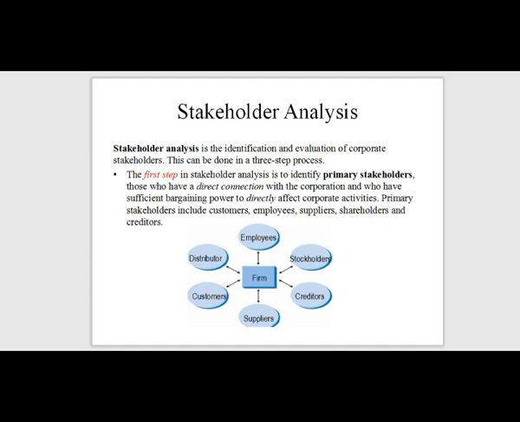The first step in stakeholder analysis is to identify primary stakeholders, those who have a direct connection with the corporation and who have significant buying power to directly affect the corporate activities. Primary stakeholders include customers, employees, suppliers, shareholders, and creditors. Those that engage in economic transactions with the company as it carries out its primary purpose of providing society with goods and services are often primary stakeholders.